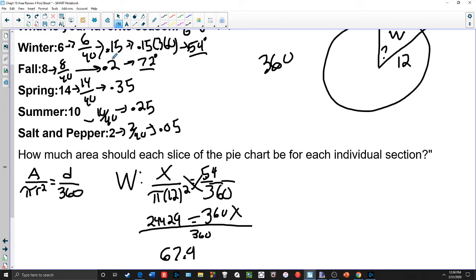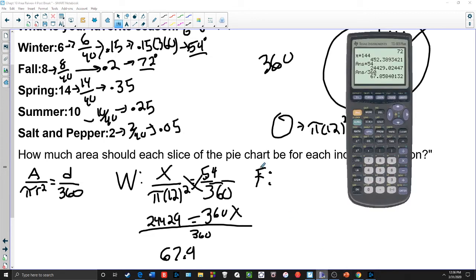Now, some of you might be thinking there's an easier way of doing this, and that's right, because if these are percentages, like for fall here, you could say that if it's 0.2, which is 20%, of the responses, what's the area of the entire circle? For the full circle, it's pi times 12 squared, which ends up being 452.4.